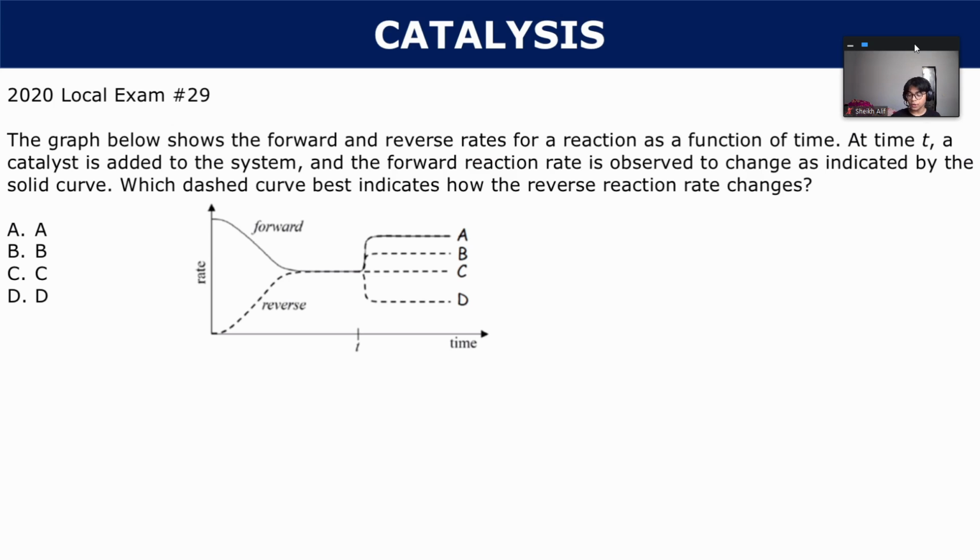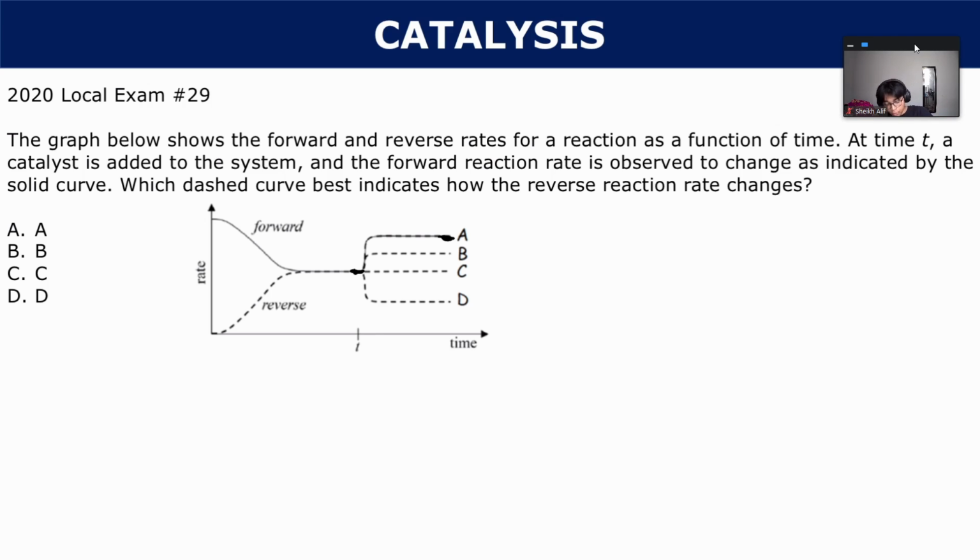The graph below shows the forward and reverse rates for a reaction as a function of time. At time t, a catalyst is added to the system, and the forward reaction rate is observed to change as indicated by the solid curve. Which dashed curve best indicates how the reverse reaction rate changes? Well, we can see how the forward reaction doubles. It goes from here to here. And so if the forward reaction kind of doubles, then the reverse reaction would also have to double.